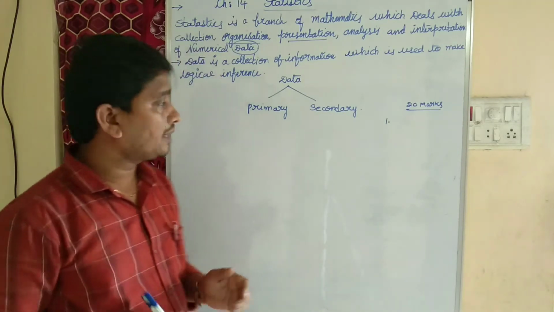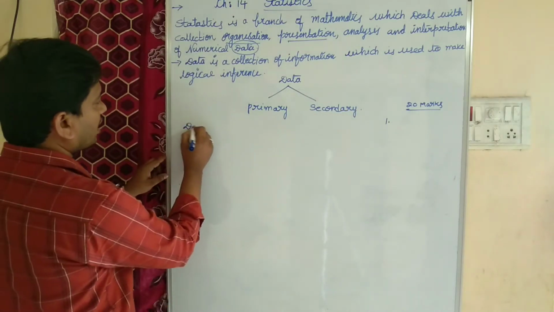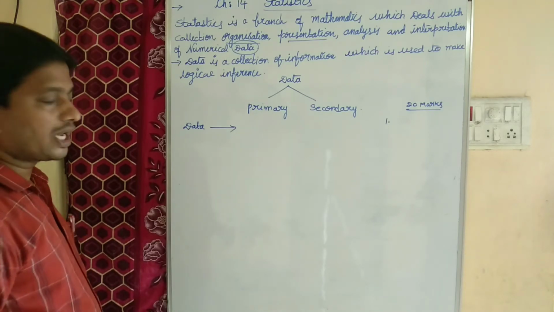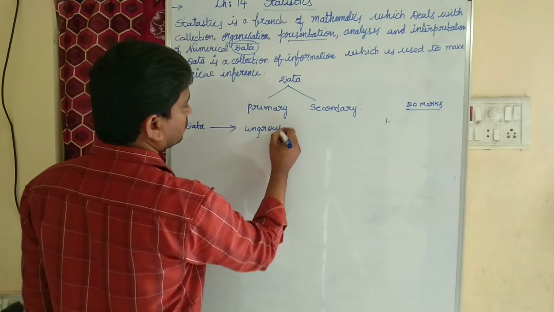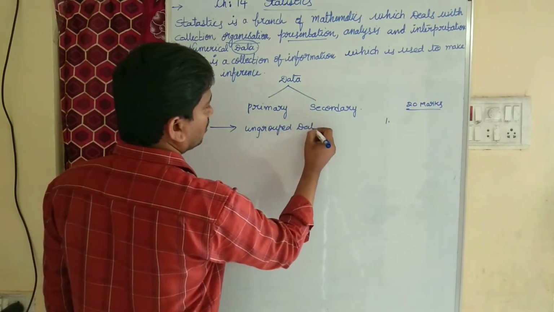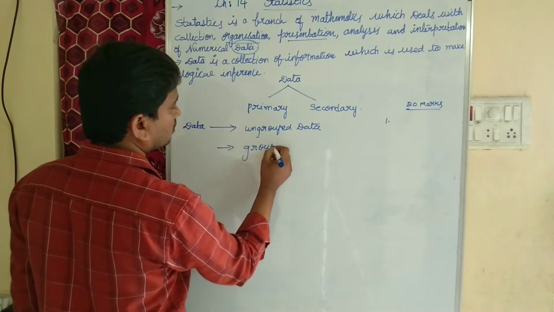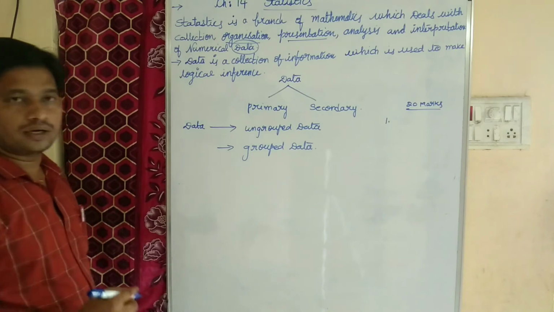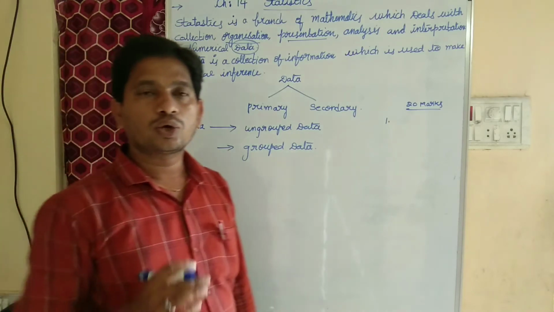So data is of two types. One is primary data, second one is secondary data. Again, data can be classified into two types. One is ungrouped data and the second one is grouped data. Ungrouped data and grouped data. Children, what is the difference between ungrouped data and grouped data?